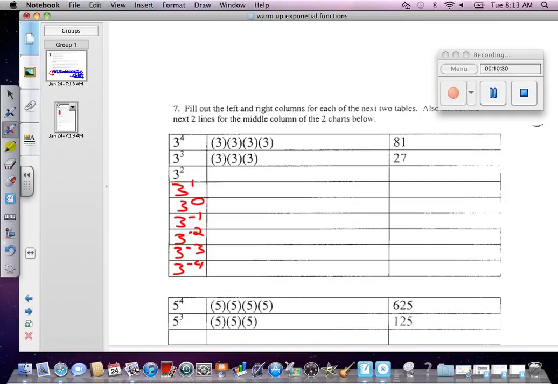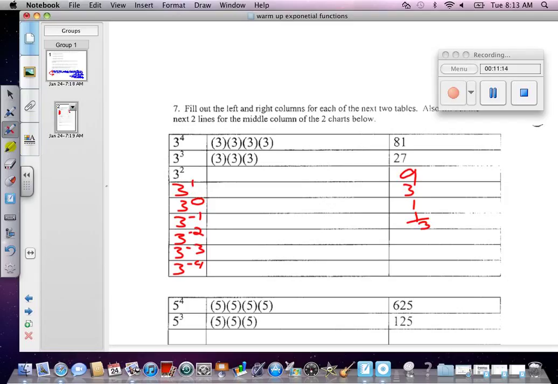Okay, so this side's going to be a little bit different. We've got 81. 3 times 3 is 9 times 3 times 3 gives us 81. 3 times 3 is 9 times 3 gives us 27. So what's 3 times 3? 9. Okay, so what's happening for each of these? Again, times by 3. So 27 to get to 9, we did what? We divided by 3. So 9 divided by 3 would give us 3, 3 divided by 3 gives us 1, 1 divided by 3 gives us 1/3.